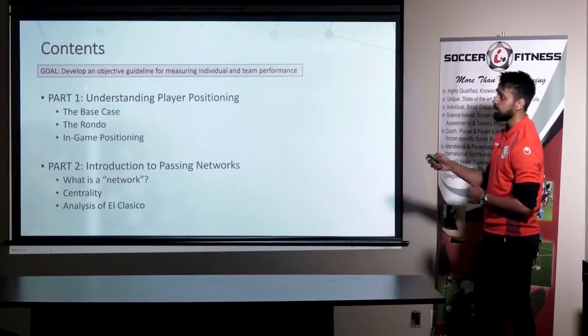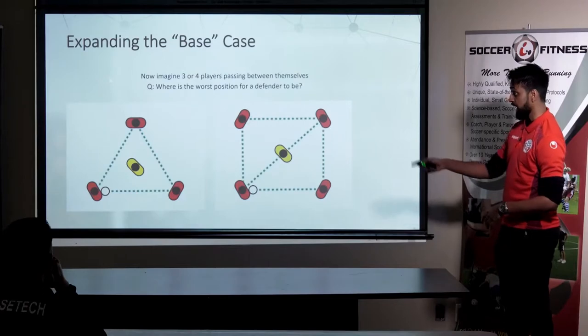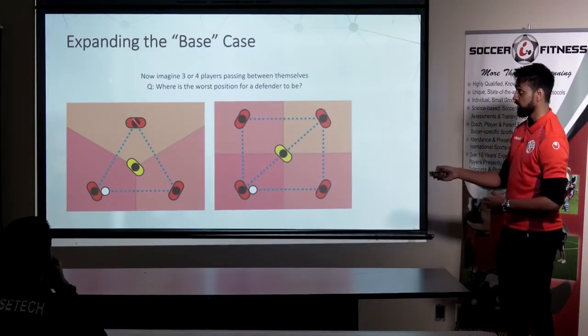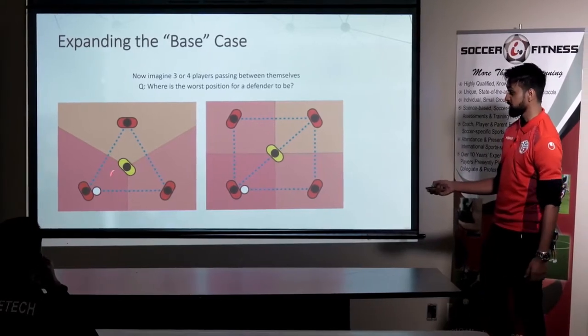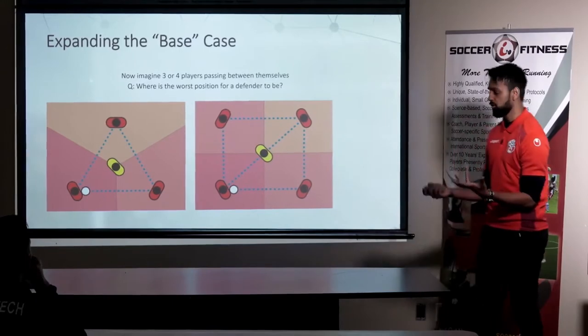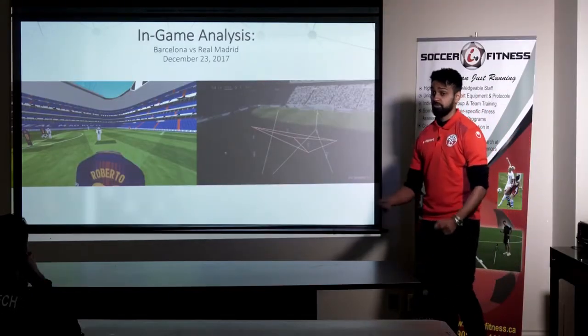The plan for today is really we can draw those passing lanes between these players, and naturally they create these zones for themselves. And so the worst position for that defender to be, we can see, is the intersection of those zones. And so that's really the key for the attacking players.